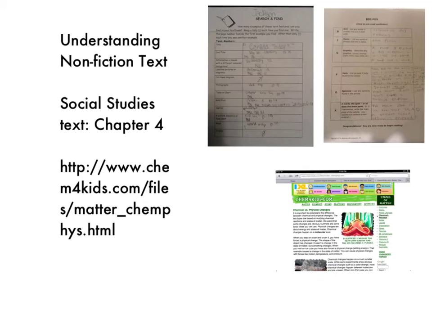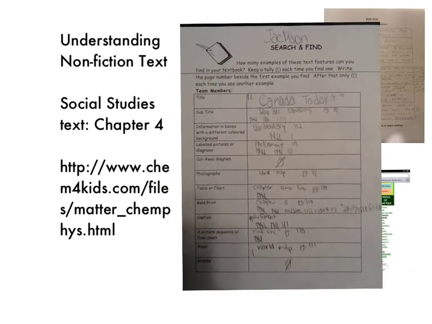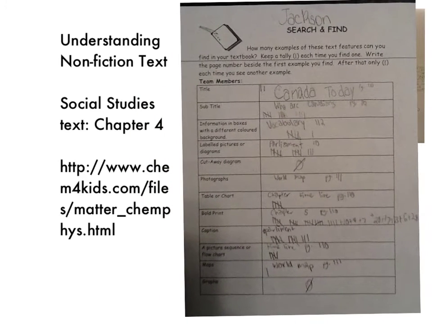The first organizer that you're going to use is this one right here. It's called Search and Find. And basically you're going to explore the chapter. Remember, it's chapter 4. When you use this graphic organizer, you're going to make sure that any titles you find are right here, the subtitles. If you have more than one, you can see on this example, this is from a separate chapter, so no copying.